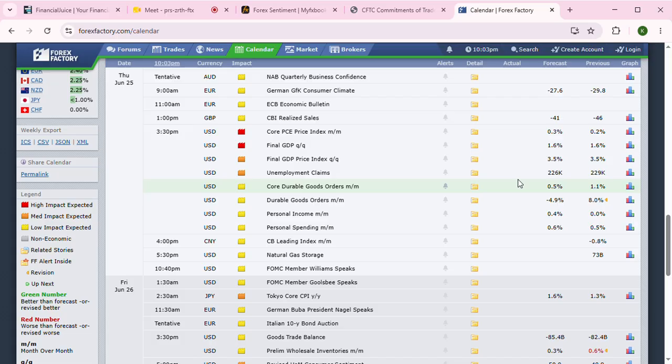forecast, which is also good news for the dollar, because talking of unemployment claims, these are the people who claim benefits from the government. The government can either pay their rents, pay their insurances, or provide food to them since they are not in employment. So they file reports every week. That's why you see the news is released every week.